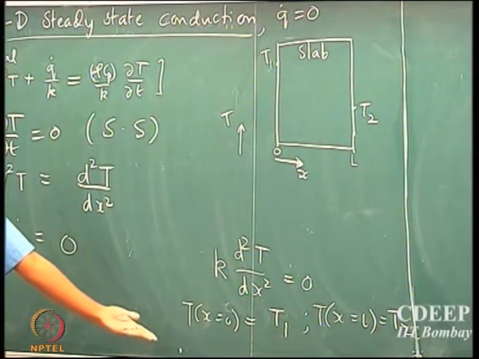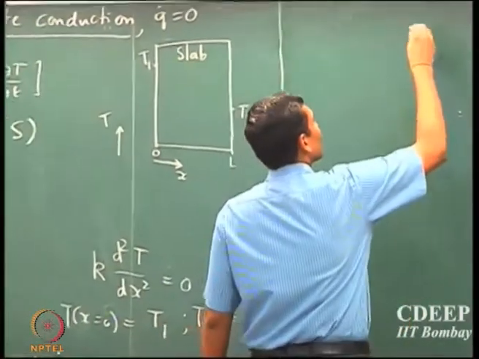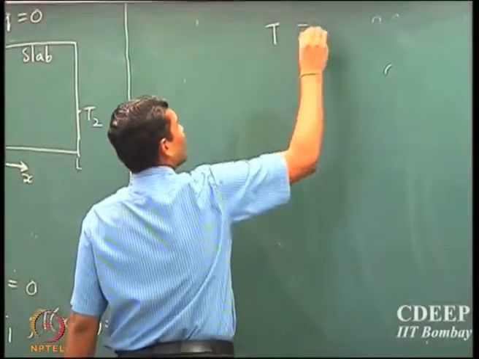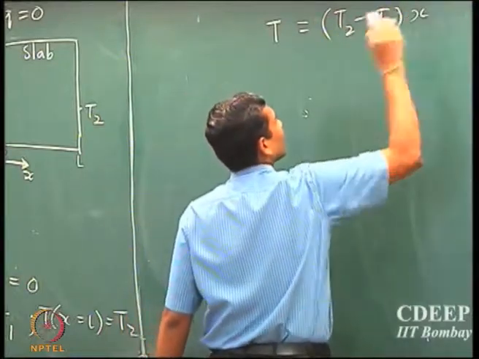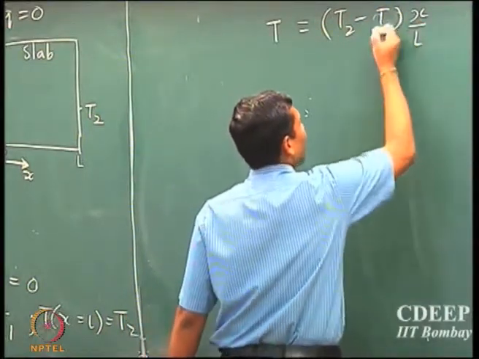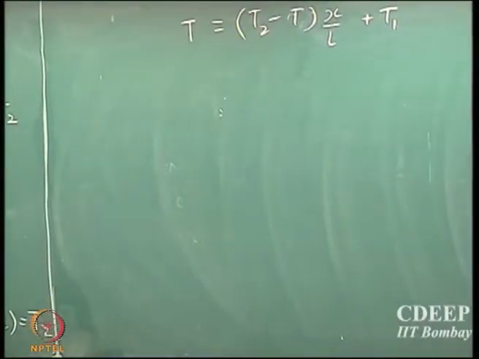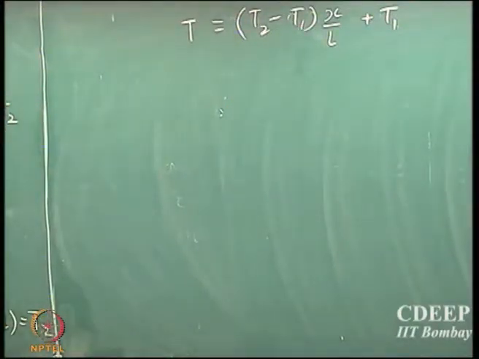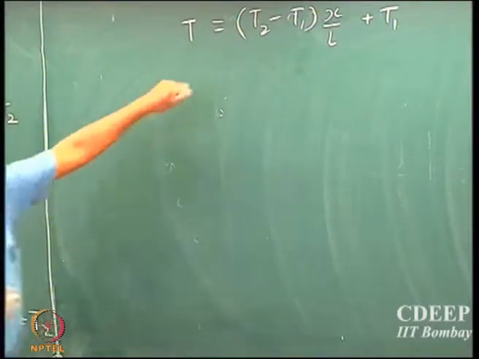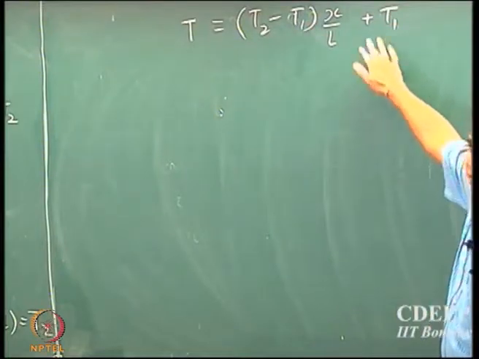Can I solve this equation? Of course yes, you have done this. It is not a big deal. So temperature is given by T2 minus T1 into x by L plus T1. So that is the temperature distribution. That is the solution. Very trivial. If you didn't understand how this comes about, you should go home and try to work it out and get this solution. Very easy to get this.